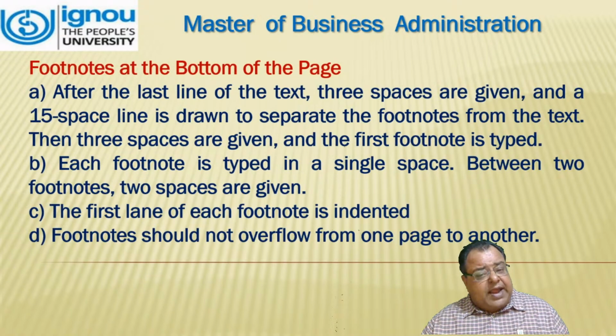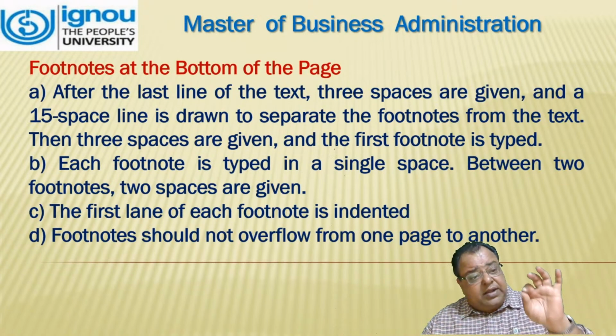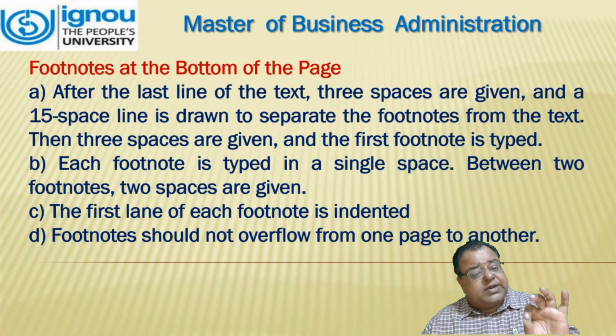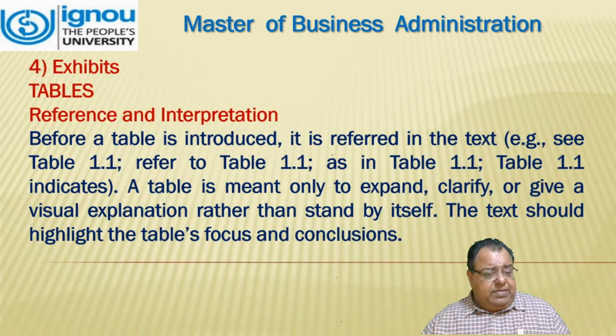Each footnote is typed in single space. Between two footnotes, two spaces are given. The first line of each footnote is indented. A footnote should not overflow from one page to another. That means the information has to be placed at the bottom in such a form that the page does not change. The fourth one is exhibits, which includes tables.